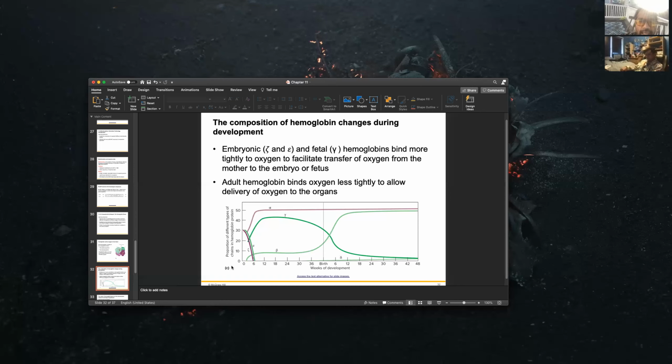And then the fetal one starts to increase as the embryonic one decreases, right? And it increases from around 6 weeks to around 12 weeks, and then it starts to go down, right? As it starts to go down, the adult beta subunit starts to increase. So that's why you see that inversion there between the gamma and the beta. As fetal hemoglobin starts to decrease, the adult hemoglobin subunit, the beta, starts to increase.